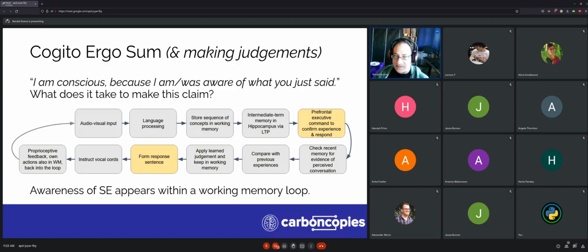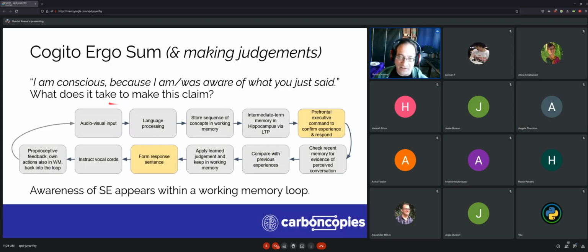I am conscious because I am or was aware of what you just said. I don't really like the "am" part, but that's what someone would normally say. They would normally put it in the present tense. I really think it should be in the past tense. That's why I added the "was." I'm conscious because I was aware of what you just said. What does it really take to make that claim?